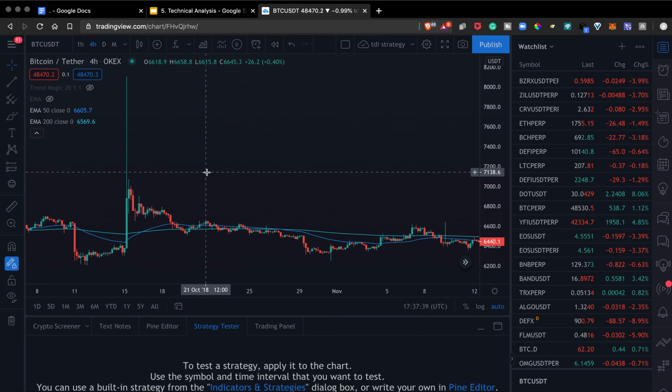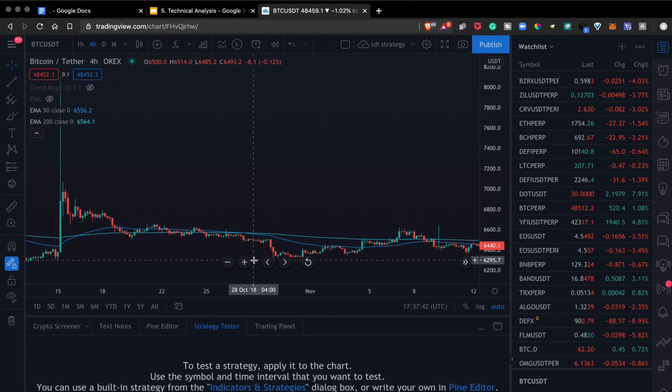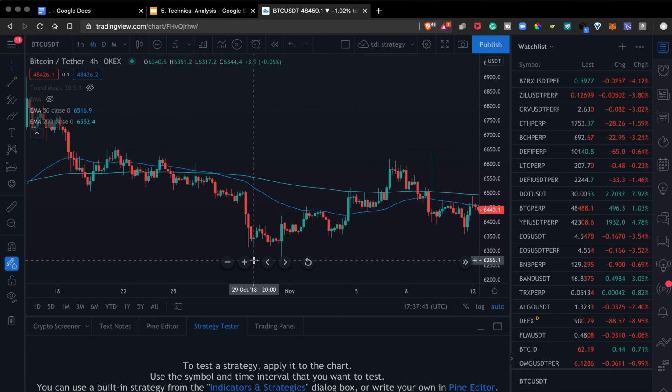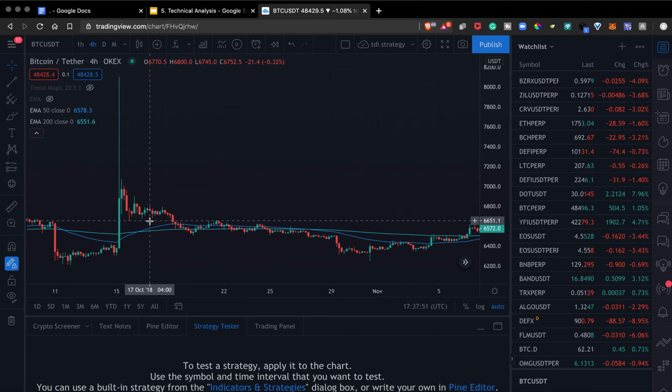Now you can see the market was ranging for a while, and then something happened. Ranging means that the market is not trending up or down. You can say it's going sideways, or the market is just not actually moving. It's just going sideways. I don't know how else to say that.